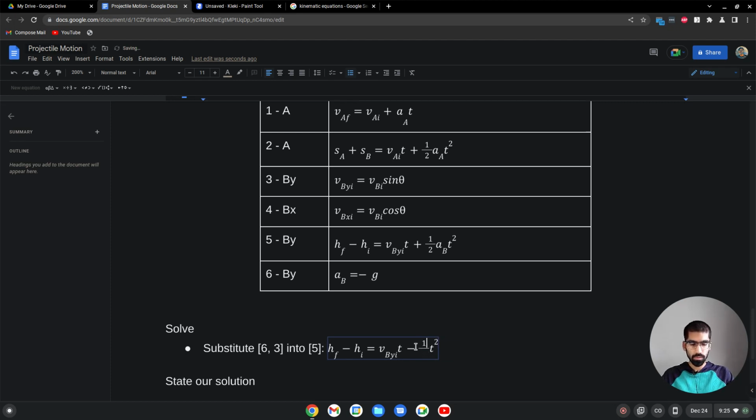And remember, g is a constant that we know, the gravitational constant, equal to negative 9.81. VBY,I is going to be VBI sine theta. We know what theta is, we know what VBI is, so we're good there. Now we can just solve for this using the quadratic formula.